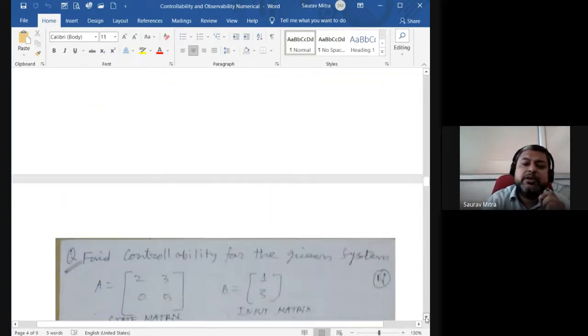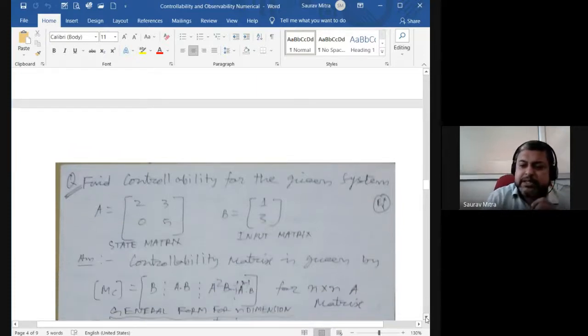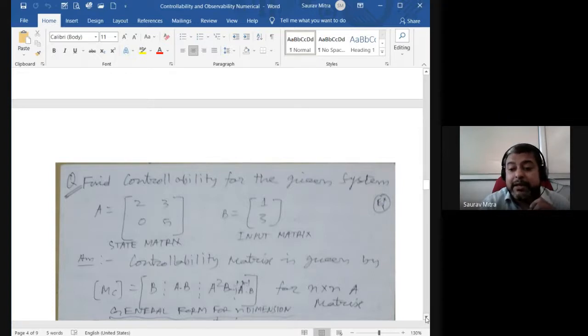And observability, I told you that at any instant you check the state variables. From there, if you can come back to what was its value at x1(0) and x2(0), what was its value at t equal to 0, if you could find that, then it is completely state observable.